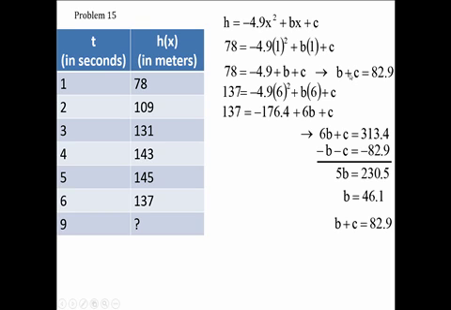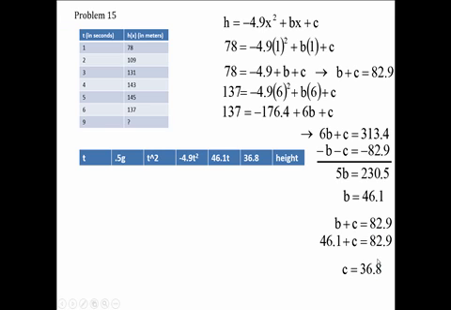Take my equation here, plug in 46.1. That tells us that c is the difference of 82 and 46.1, so c is going to be 36.8. So now we're going to have 4.9 times t squared, where b is 46.1 and c is still 36.8. All right, and we'll plug in a 1 and see how this works. Do I get exactly 78 here?